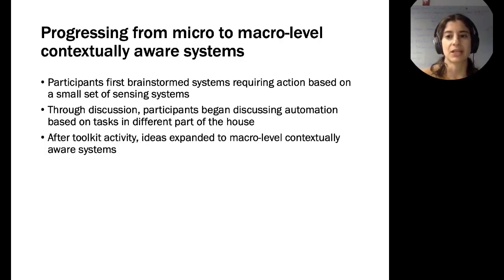By the end of the session, their ideas expanded to macro-level contextually aware systems, requiring information from multiple sensors throughout a space. As one example, participants at table B commiserated over the burden of putting up holiday lights each year, only to remove them shortly after, and they prototyped a fairly complex system that could automate some of this work.